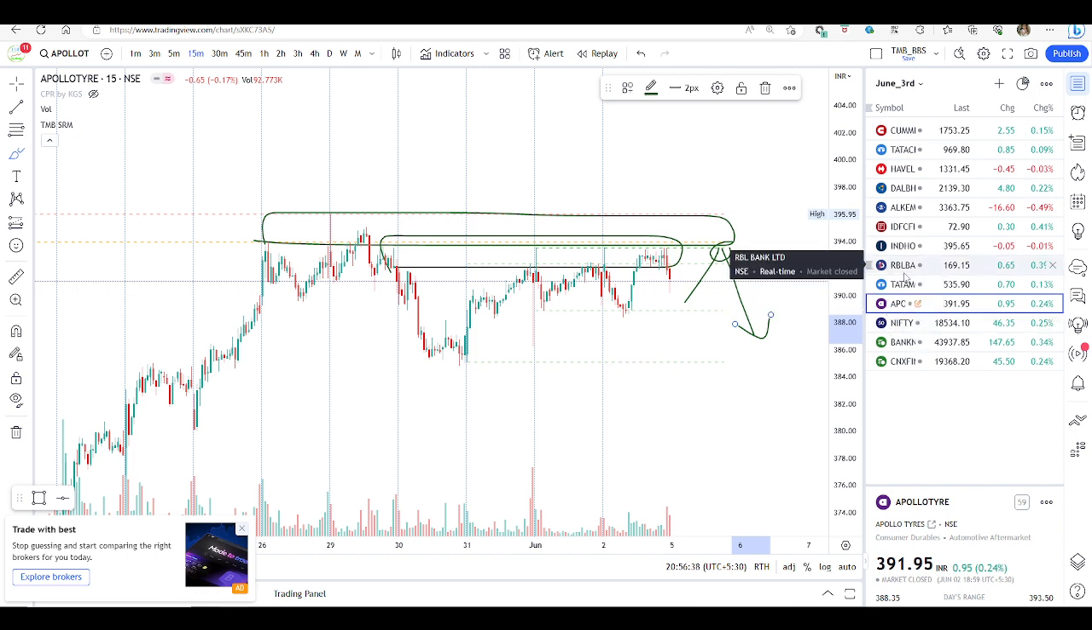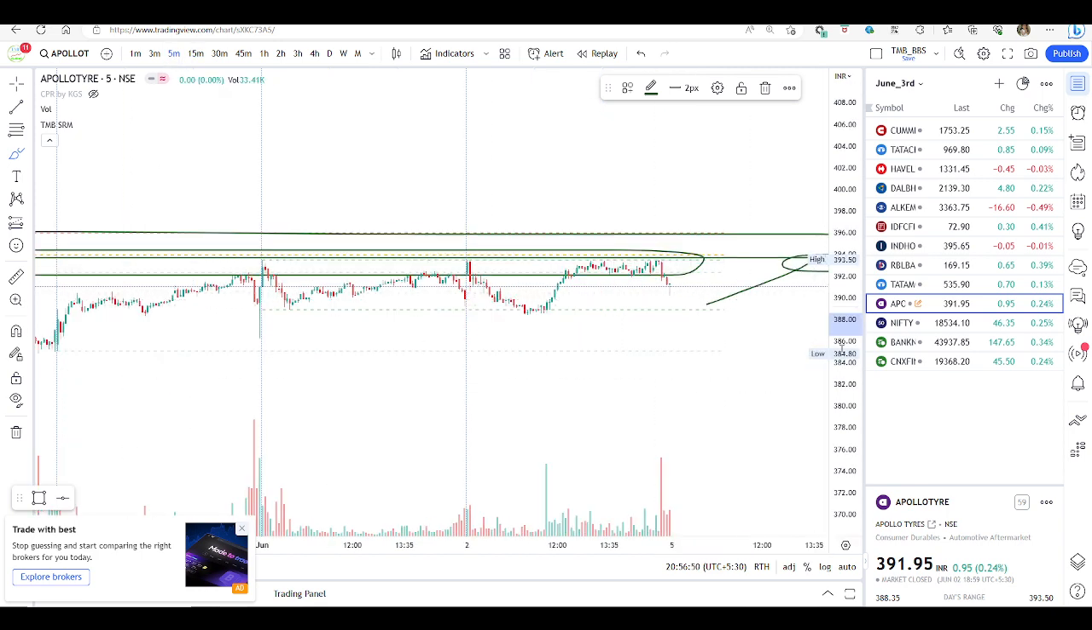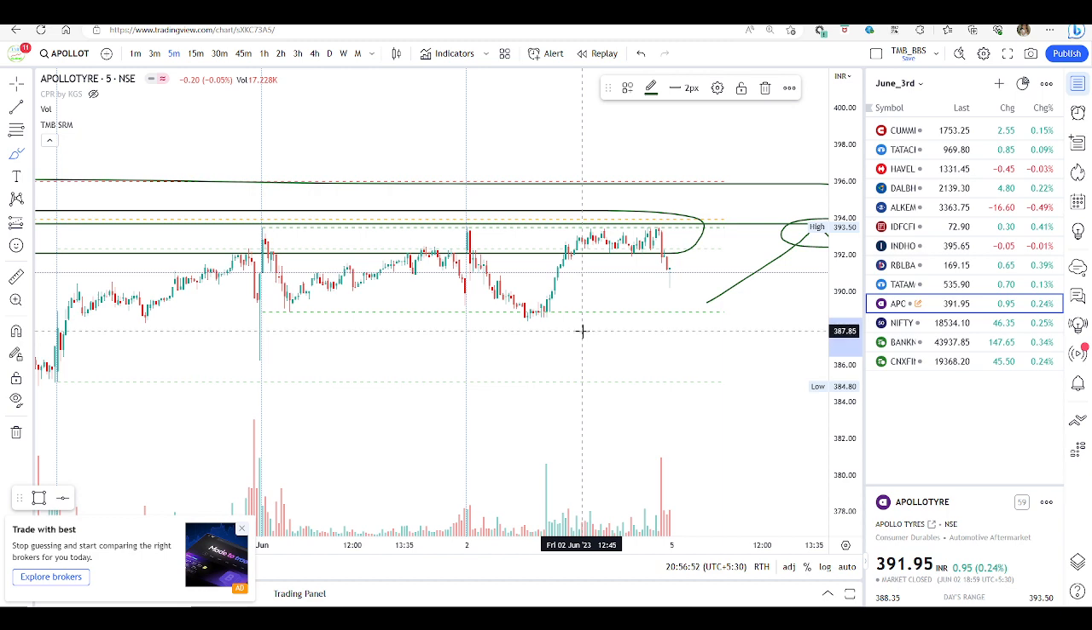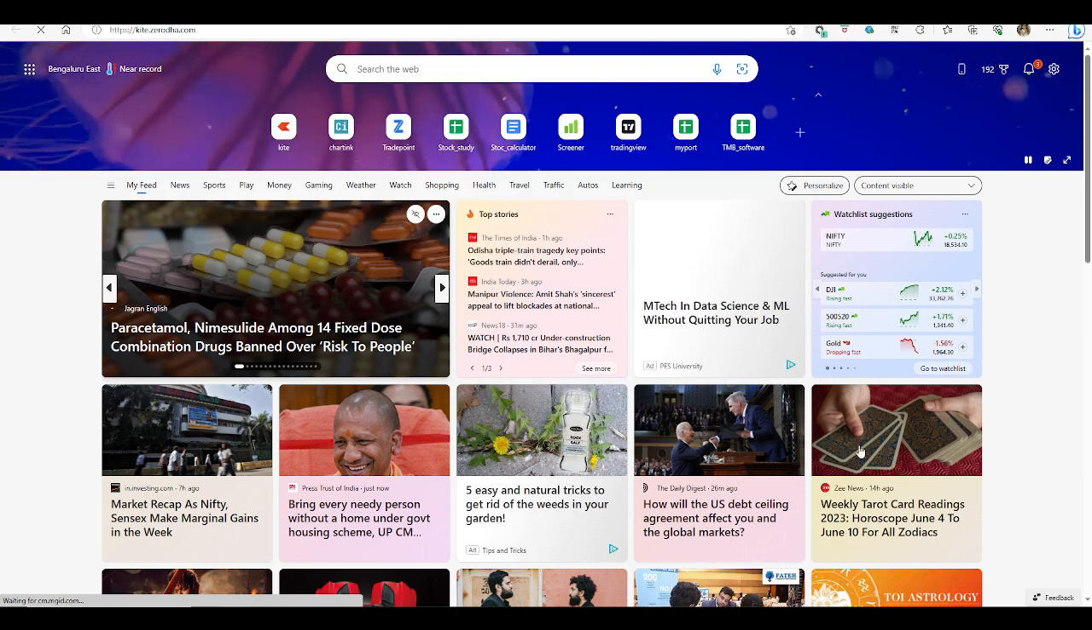The auto sector, especially, has already run up a lot. Now it has to pause for a few days. So I might go for the short in the auto sector. Okay, auto sector in the sense very few stocks only. I don't go with M&M and all these things, because I am already holding the position in M&M.